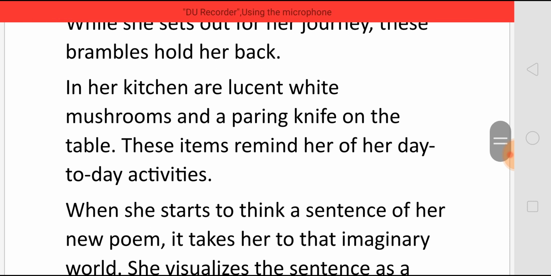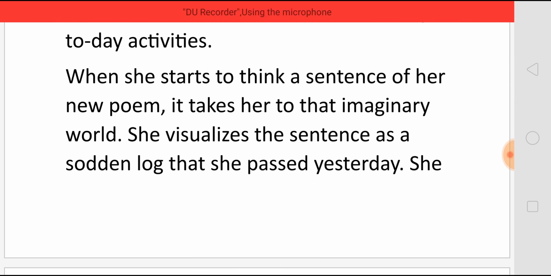And in her kitchen are lucent white mushrooms and a paring knife on the table. These items remind her of her day to day activities, which actually occupy most of her time and also her mind. And she starts to think of a sentence of a new poem. It takes her to that imaginary world. There she visualizes a sentence as a sodden log that she passed yesterday.